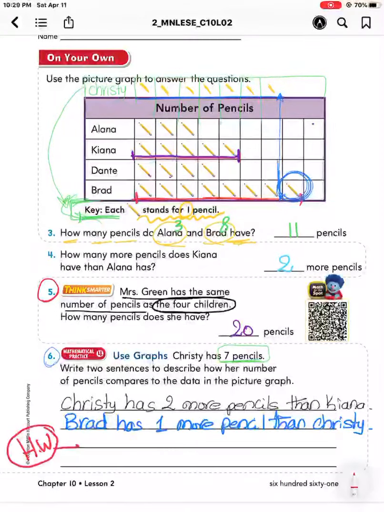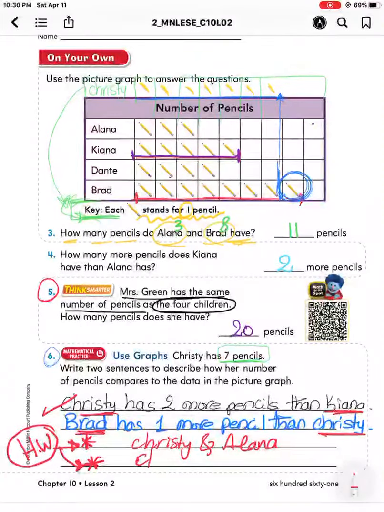Now as a homework here, I want you to write 2 different sentences other than those that I mentioned. So I wrote here Christy compared to Kayana and Brad compared to Christy. You will have to compare between Christy and Alina and write the sentence, and Christy and Dante and write the sentences. Okay, I want you to tell me who has more pencils and how many more pencils than who, like the 2 sentences that I wrote. So this is a homework.